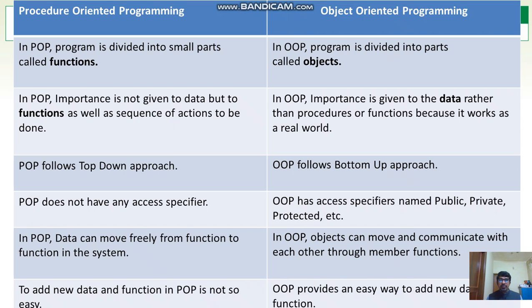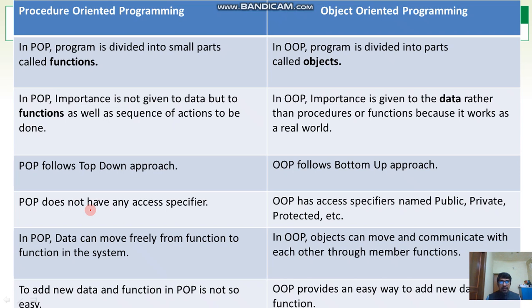OOP stands for Object Oriented Programming. So let us see what the differences are. As we have seen before, in POP, the entire program is divided into small units and each unit is known as a function. Whereas in object oriented programming, the program is divided into small parts and each part is known as an object. So the difference is that in POP we have functions and in object oriented programs we have objects.